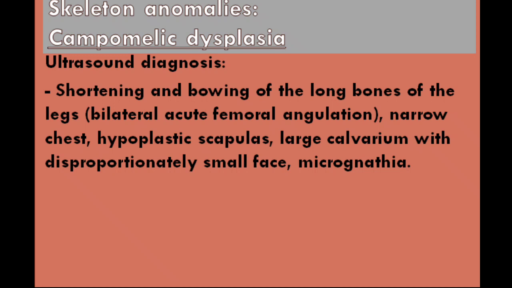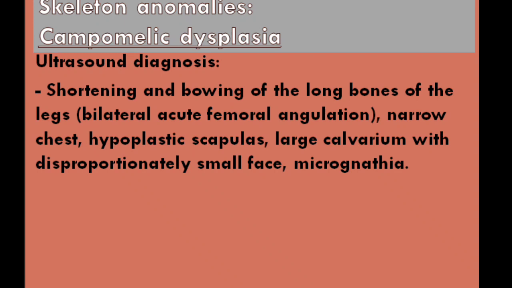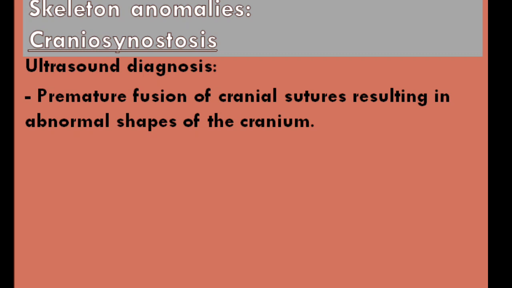6. Campomelic dysplasia. Ultrasound diagnosis. Shortening and bowing of the long bones of the legs, bilateral acute femoral angulation, narrow chest, hypoplastic scapulas, large calvarium with disproportionately small face, micrognathia. 7. Craniosynostosis. Ultrasound diagnosis. Premature fusion of cranial sutures resulting in abnormal shapes of the cranium.